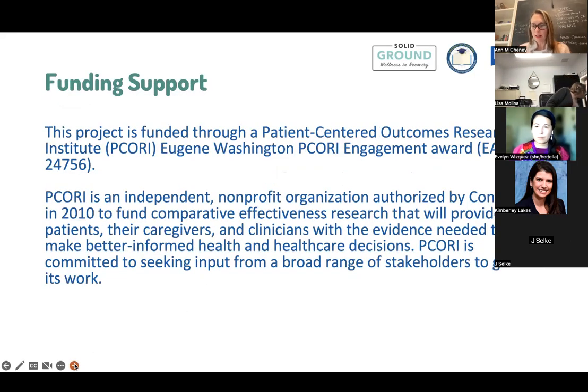We also want to acknowledge that this project is funded by PCORI, which stands for Patient-Centered Outcomes Research Institute. We also want to recognize that PCORI is an independent nonprofit organization. I know we've talked about PCORI a lot. This was authorized by Congress in 2010 to fund comparative effectiveness research. So we will talk a lot more about comparative effectiveness research today.